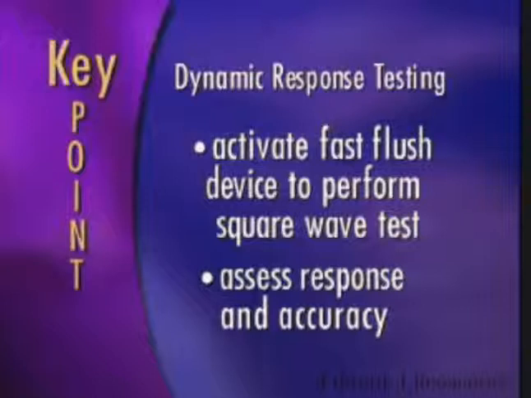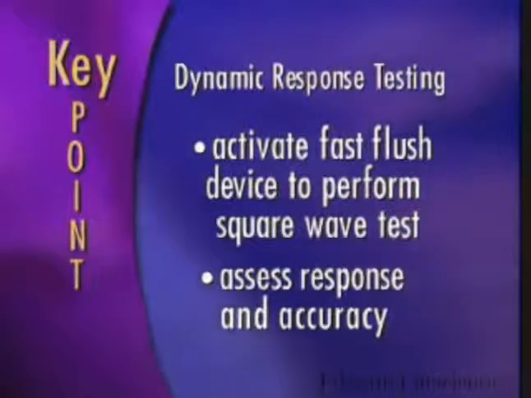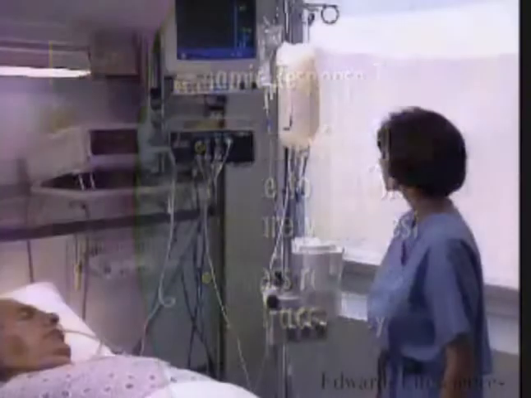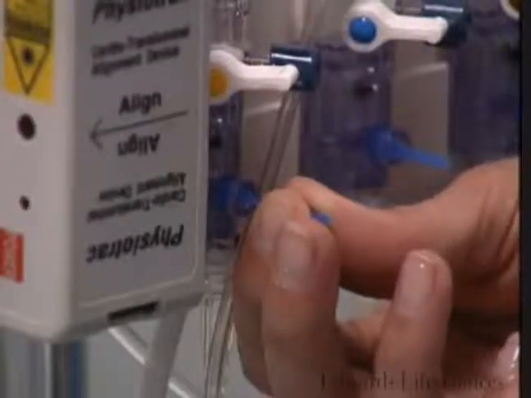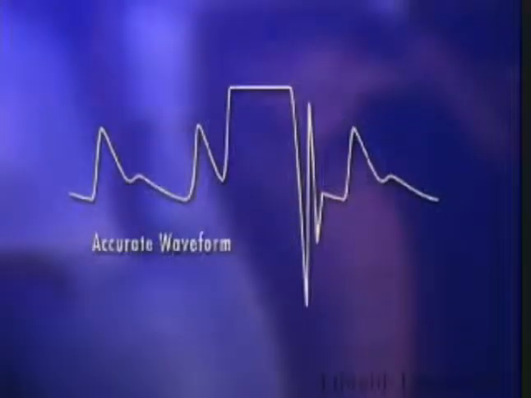Testing the dynamic response of the fluid-filled system involves exposing the transducer to a sudden, larger change in pressure, and assessing how well it responds to that change and how quickly it comes to rest. This is performed by rapidly activating the fast flush device to produce a square wave on the monitor. A square wave is characterized by a sharp sudden rise, tops off, and then declines sharply. After the wave declines, there should be an undershoot followed by 1 or 2 rapid oscillations, indicating an optimal dynamic response. Such a system should accurately transmit hemodynamic pressures.